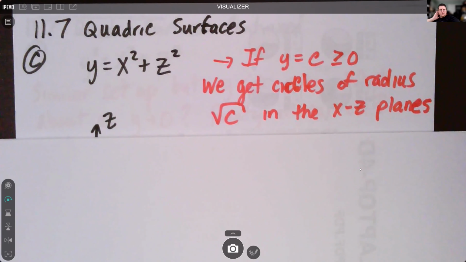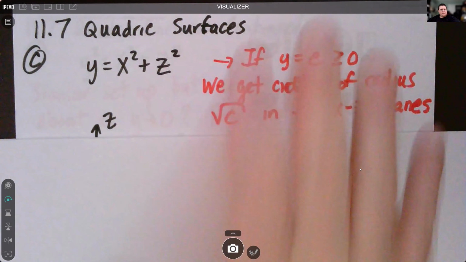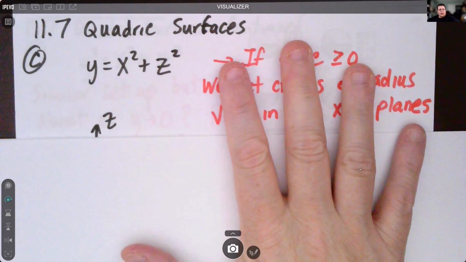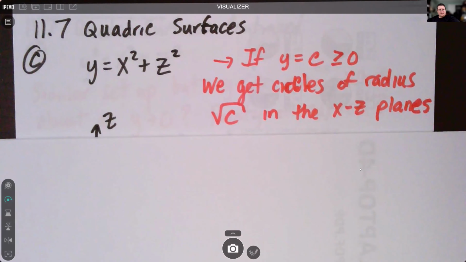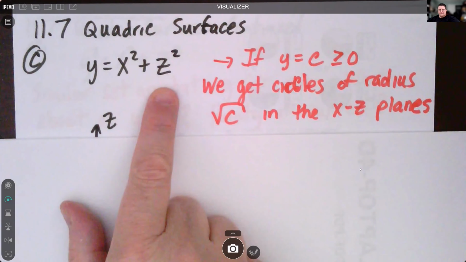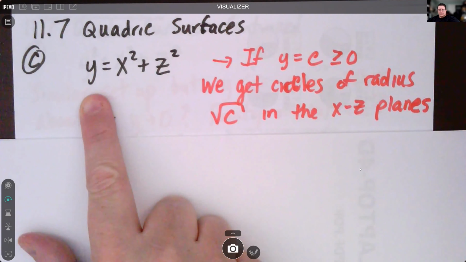So let's continue our exploration of quadric surfaces. Here we've got the equation y equals x squared plus z squared. When we have something like this, since x and z are squared, it helps to look at how they might be affecting y. Let's see what happens with y.